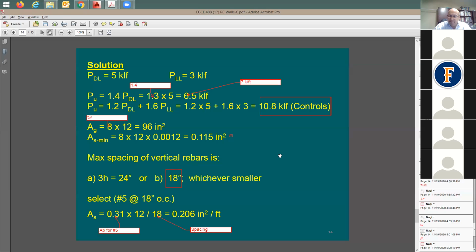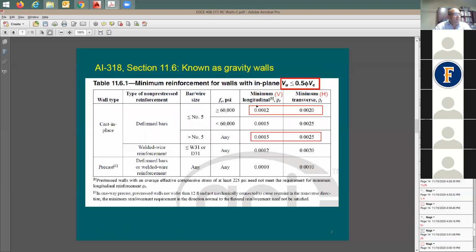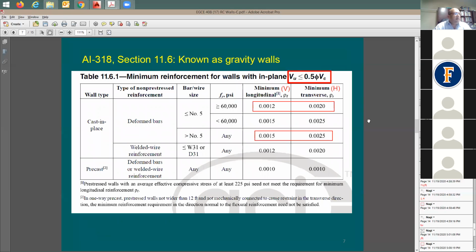So that's why the code. Okay. Right? Thank you. And to find our minimum cross section of our rebars, the number 0.0012, that one, we refer to this table here. Yeah. Okay.